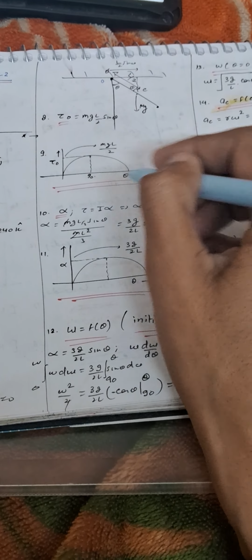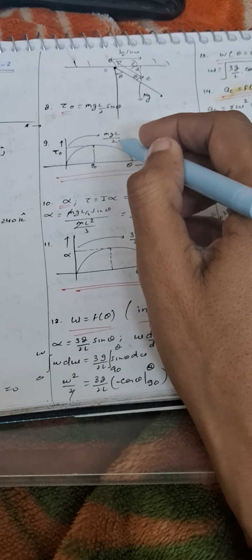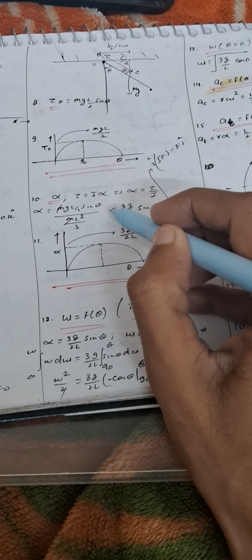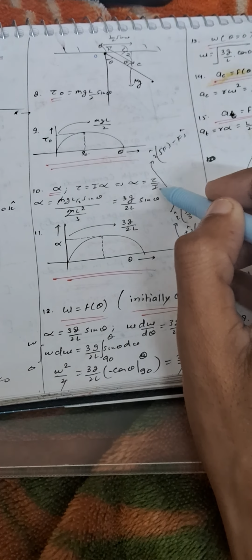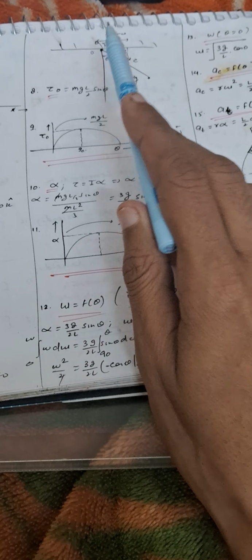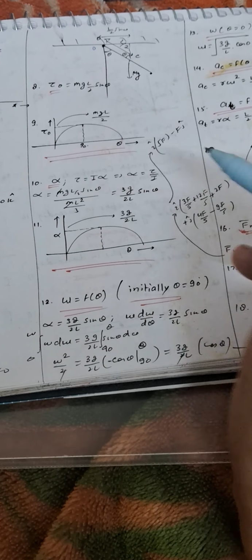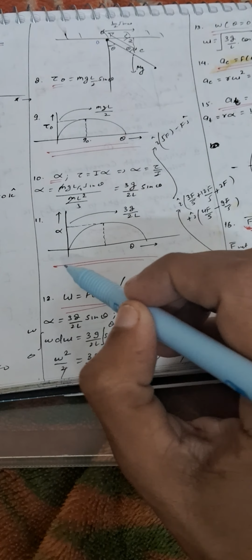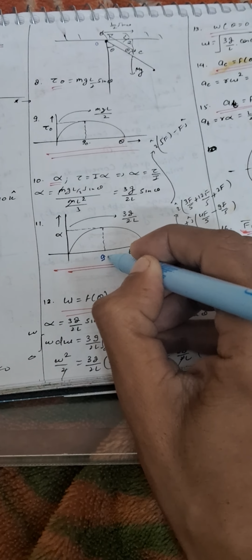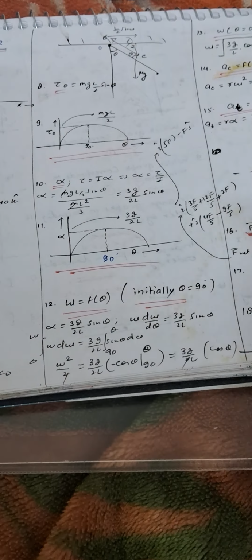Next is graph of torque versus theta. It will be a sine curve which will be maximum at 90 degrees, and maximum torque will be mgL by 2. Next we need to find alpha. So torque is equal to I alpha, which means alpha is equal to torque by I. I will be mL square by 3 over here as it is about the end of the rod. After solving this we get alpha is 3g by 2L into sin theta. Next question is graph of alpha versus theta. That will be a sine curve which will be maximum at 90 degrees, and at 90 degrees alpha will be 3g by 2L.